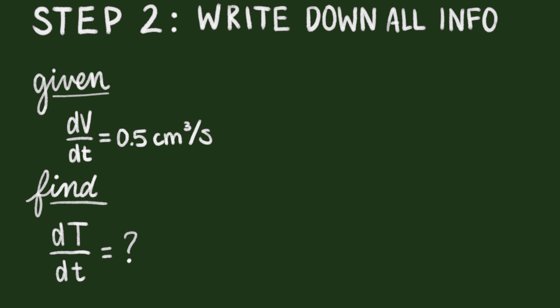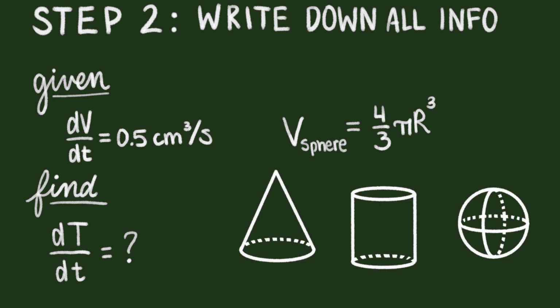Usually, the equation for the volume of whatever the shape mentioned is provided for you in the real AP Test FRQ, so don't bother memorizing the volume equations for shapes such as cones, cylinders, and spheres. In this case, the shape is a sphere, and the volume of the sphere is equal to 4/3 pi times the radius cubed.